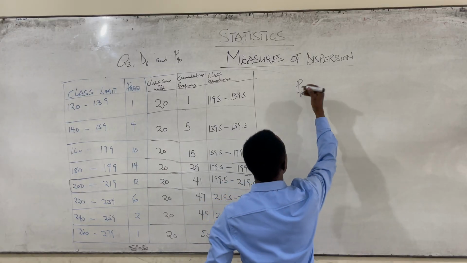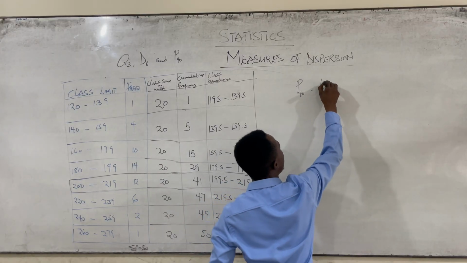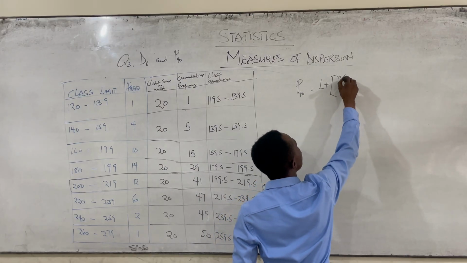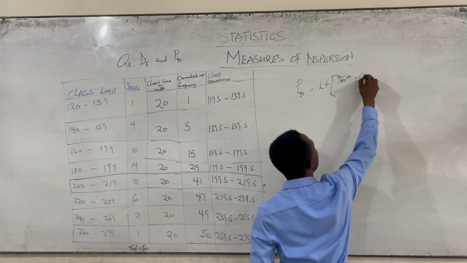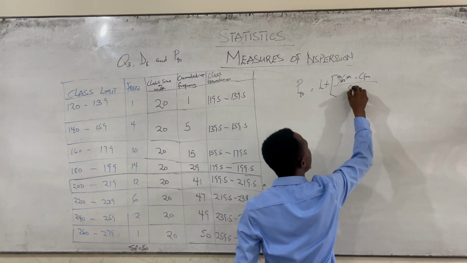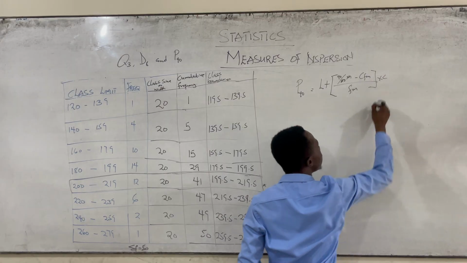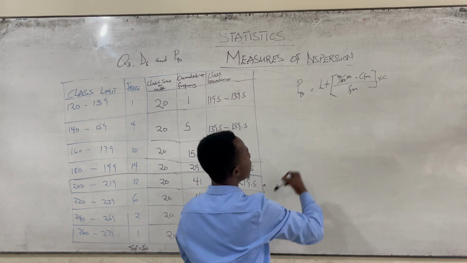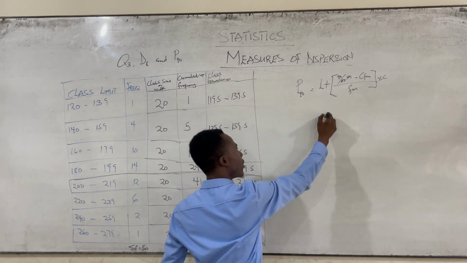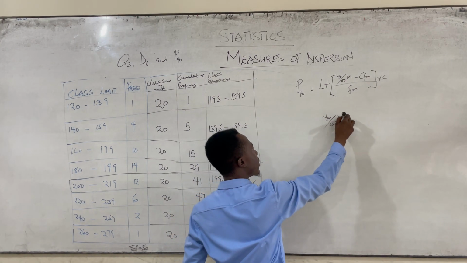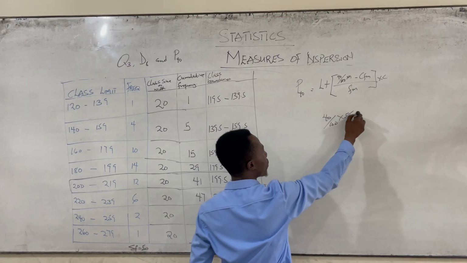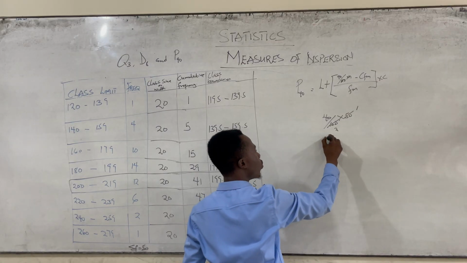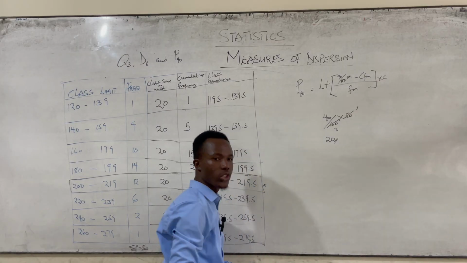So you can pause the video and try it yourself. So we have L plus 40 over 100 times N minus CFM over FM times C, right? Okay, so let's first calculate for the class that we are going to deal with. 40 over 100 times 50. This is 1 and this is 2. So 40 over 2 is 20. So the class that we are going to deal with is 20.